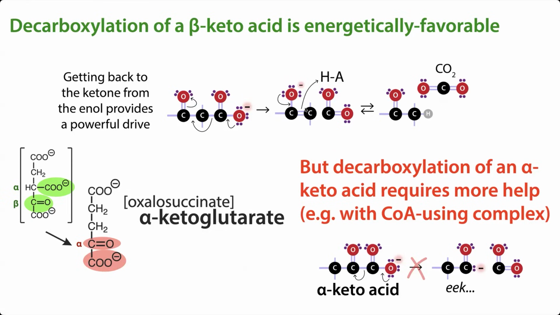Now in an enol, you've got the double bond between the carbons and the single bond to the oxygen, which is much less favorable than a ketone. And so you're going to have a drive to get back to that ketone form. And that is going to give you this strong drive that makes this reaction overall very energetically favorable. So it's going to be energetically favorable to decarboxylate a beta keto acid. And that's why we can do it more easily.